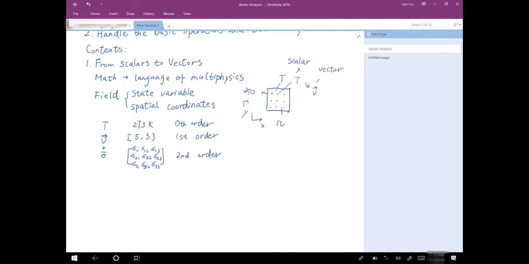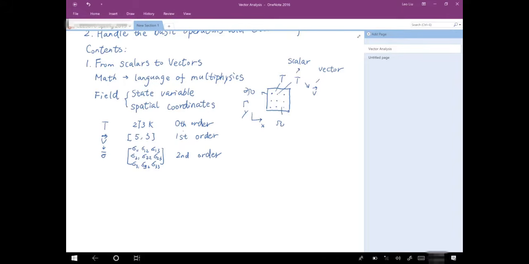We learned that when we were at elementary school, and then when we get to middle school and high school, we learn more complicated things, right? We started talking about more complicated operations, something called calculus. Maybe at college, we talk about differential calculus and integral calculus, right? So that means we know how to deal with scalars.